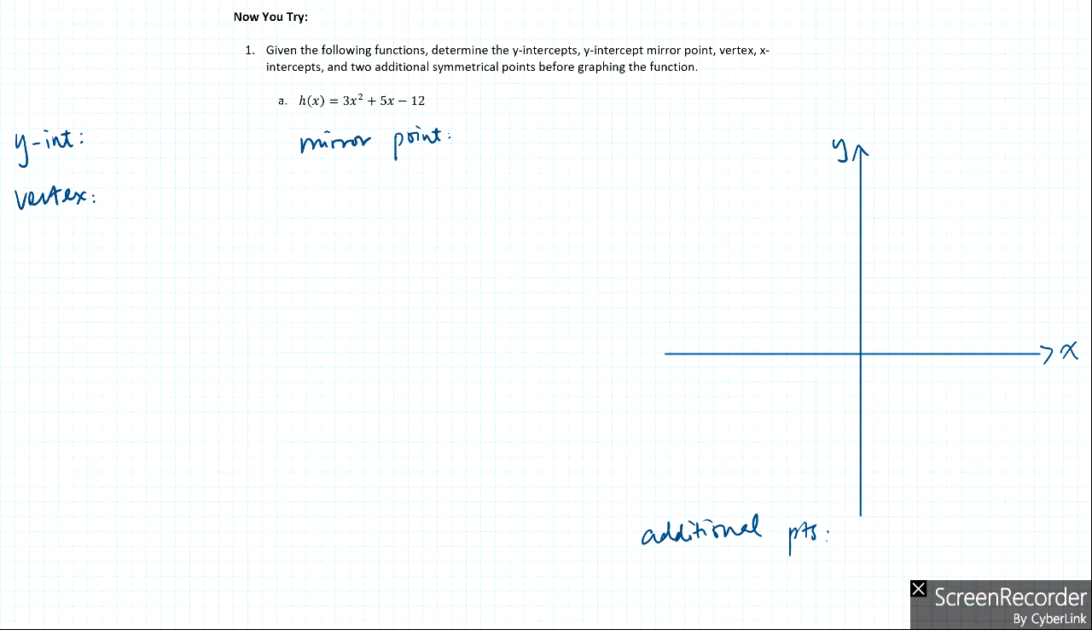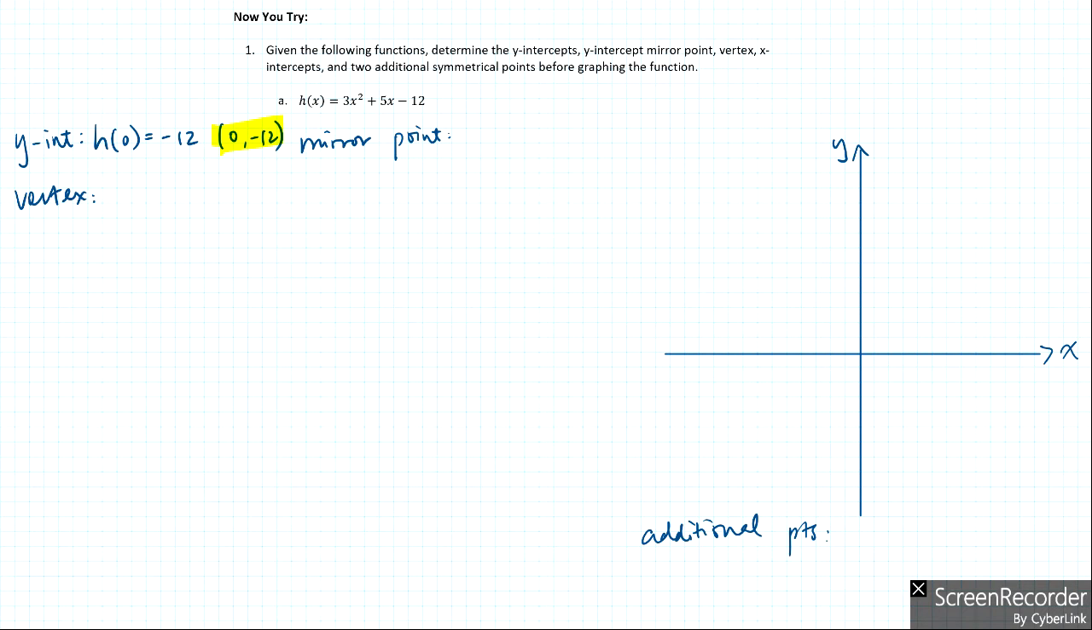Now that you have given it a try, we can get started looking at the key points for part A. In this function h of x, the first thing we can identify is the y-intercept. The y-intercept happens at x equals 0, and h of 0 can be evaluated, and the constant term is what's left. Therefore, negative 12 is the y-coordinate of the y-intercept. So we can say the y-intercept is the point (0, negative 12), and I'm going to highlight this so it's easier to find later on.